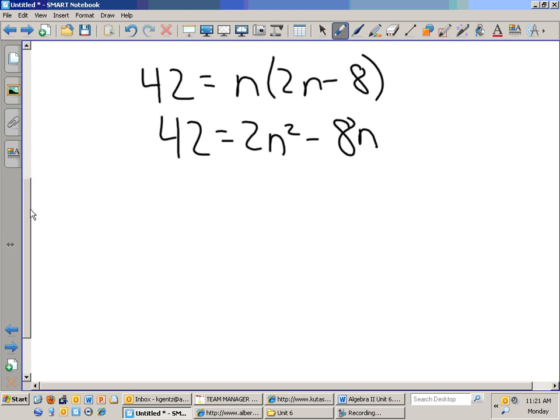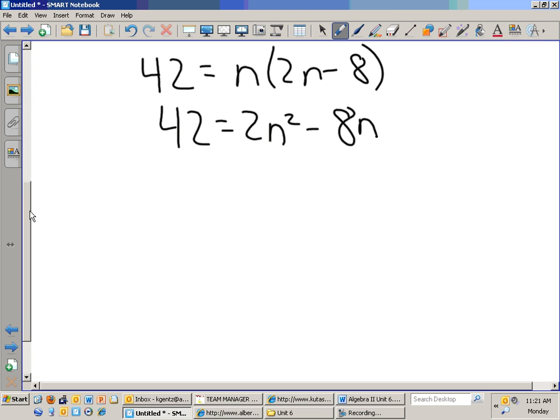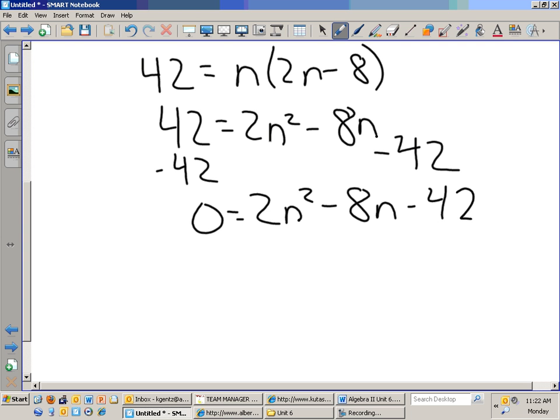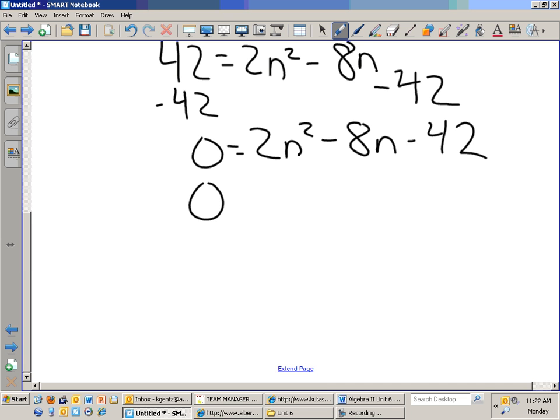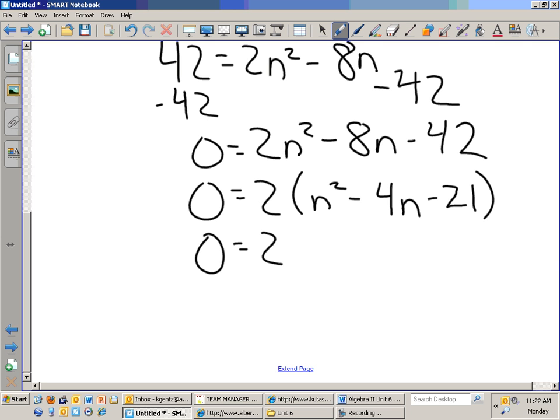Second degree equation. You've got two methods for solving second degree equations. We have to set it equal to 0. That's number 1. And then we will either factor or use the quadratic formula. So I have 2n squared minus 8n minus 42. Now what? Take out a 2. Two numbers that multiply to negative 21 and add to negative 4. Negative 7, positive 3, so my answers are 7 and negative 3.